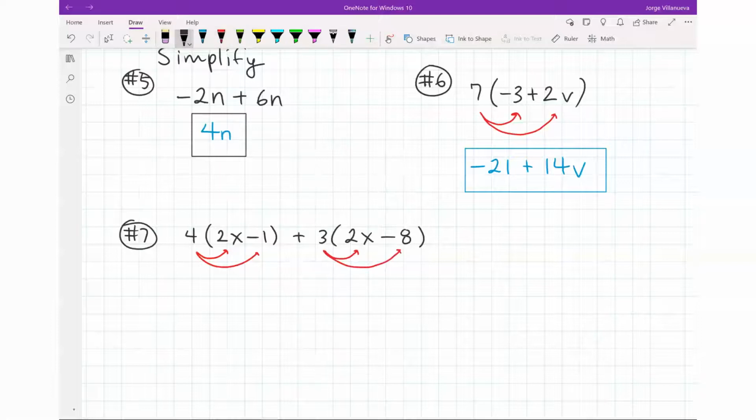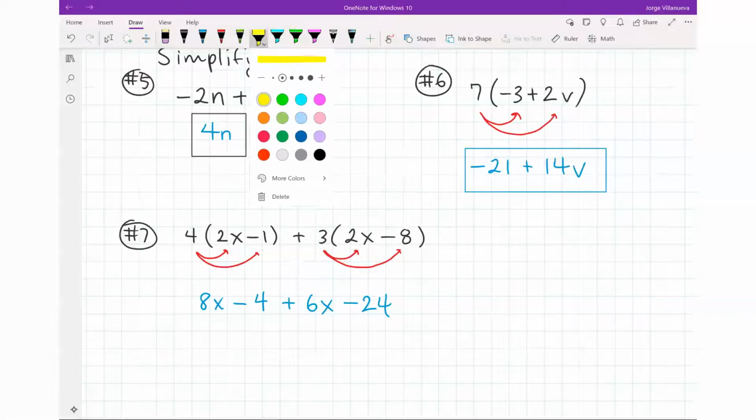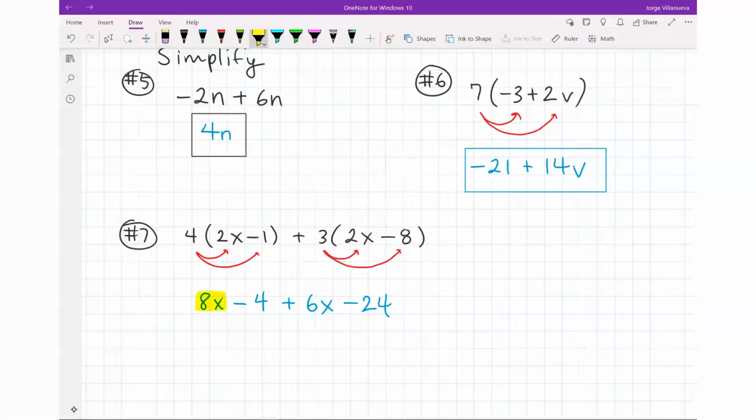So 4 times 2x, that's going to be 8x minus 4 times 1, that's 4, plus 3 times 2x, that's 6x, and 3 times negative 8 is negative 24. Okay, so now just combine your like terms. What should I get when I combine my like terms? Trying to make this the right size for the highlighting. So here's my like term. Here's another like term. What do I get with those two?